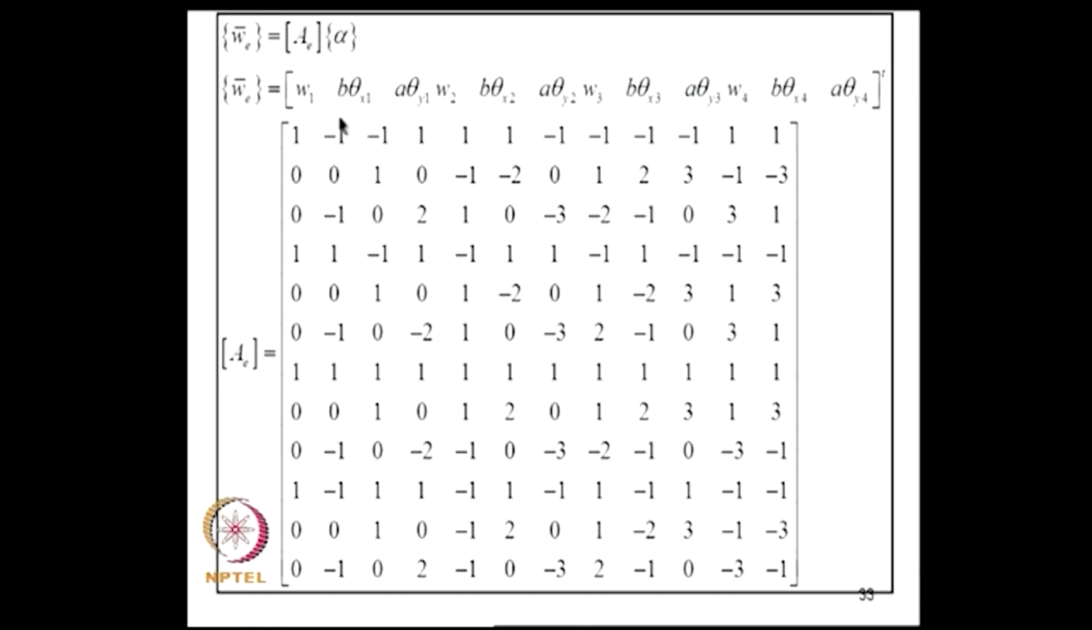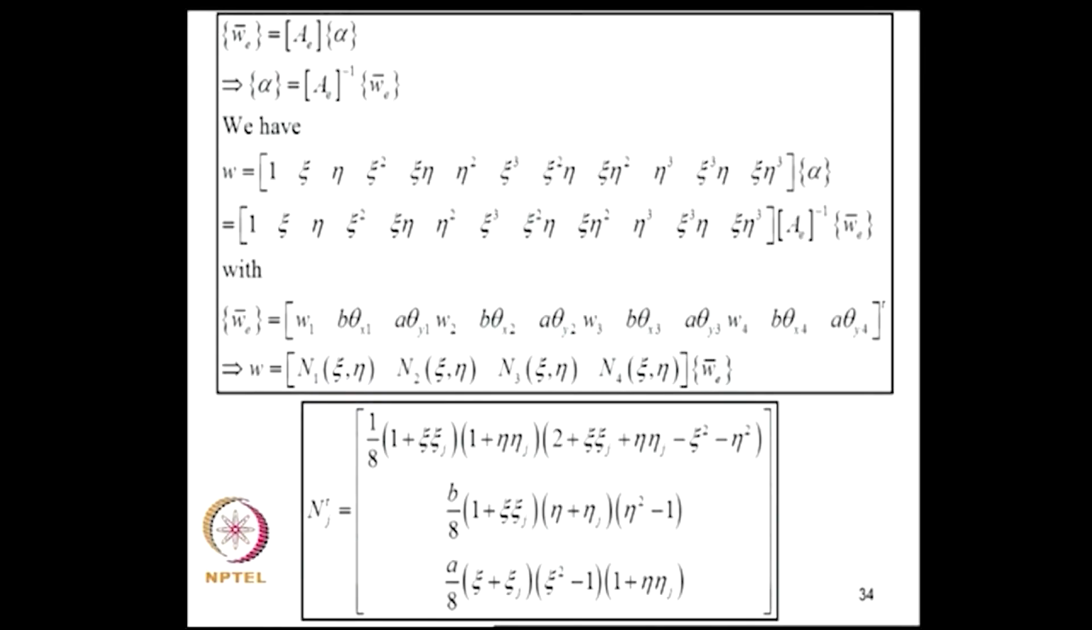Okay. Now, W1, theta x1, theta y1 is node 1, and this is at node 2, node 3, node 4. This AE matrix you can show that it turns out to be this. It is a matter of simple coding, you can verify this. So, now alpha itself can be computed subsequently as AE inverse into WE. Now W is given by this P into alpha, and this alpha is given by AE inverse into WE.